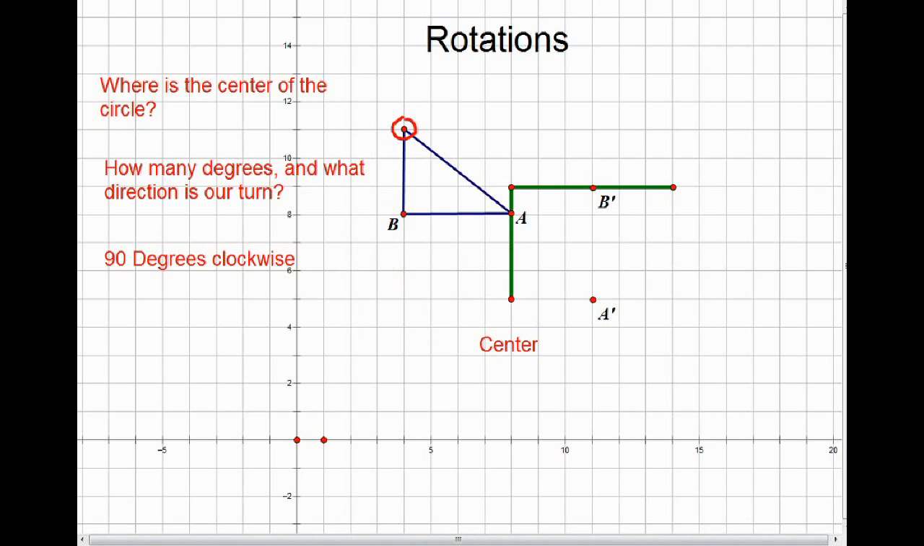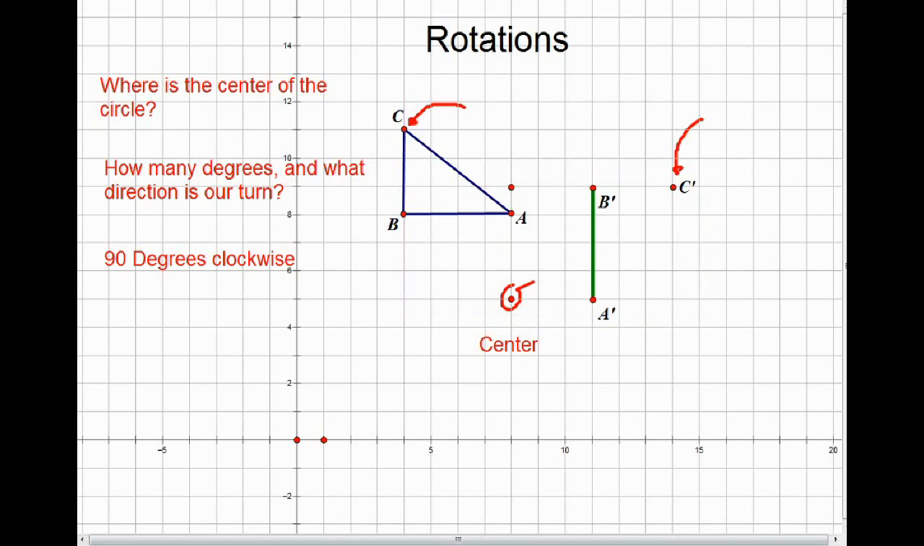So this vertex, when turned 90 degrees clockwise, where this is the center, ends up over here. So if our original vertex here is C, after we turn it 90 degrees clockwise, where this is the center, that vertex ends up there, and that vertex is C prime. So now we can see our rotated image.